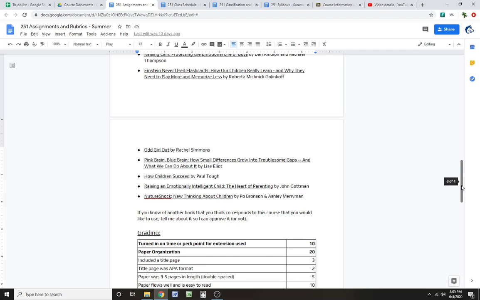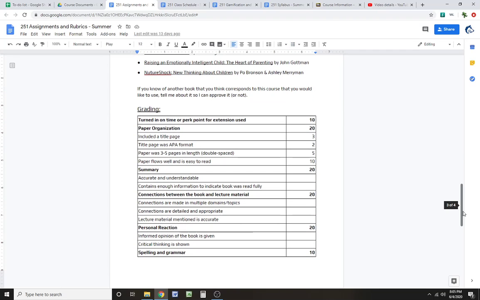And then please, please, please refer to these rubrics. These tell you exactly how many points each section is worth. And it's a good way to kind of go through and check your paper and make sure that you've hit everything that I'm looking for. Don't leave something off that's right here on the rubric.